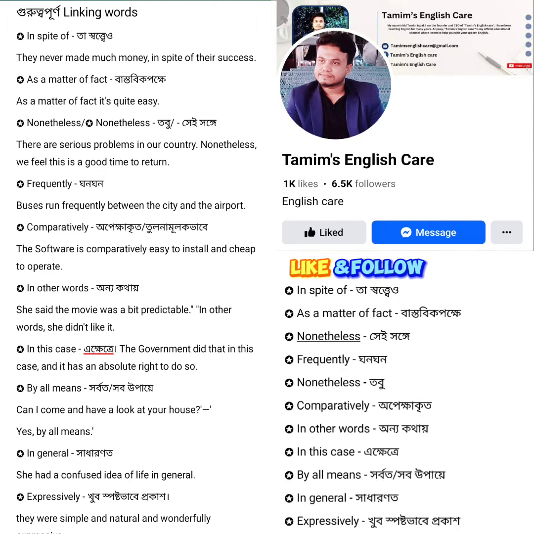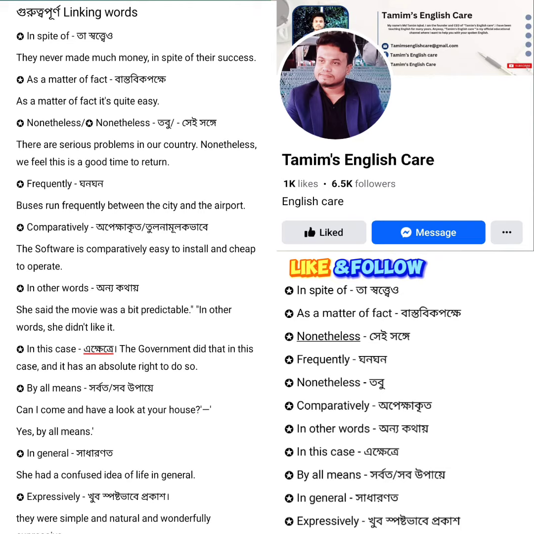Frequently, ঘন ঘন. For instance, buses run frequently between the city and the airport. Comparatively, অপেক্ষাকৃত বা তুলনামূলকভাবে. For example, the software is comparatively easy to install and cheap to operate.